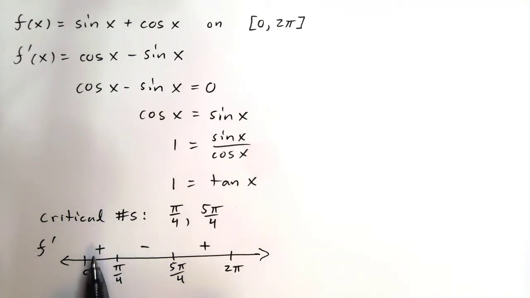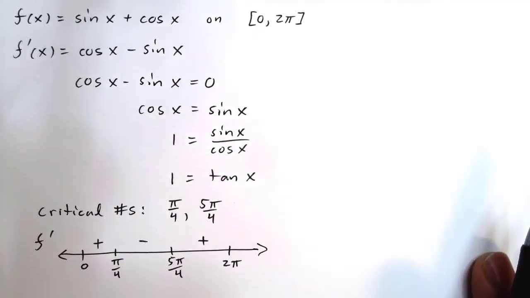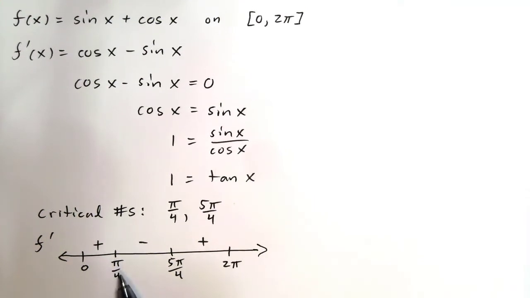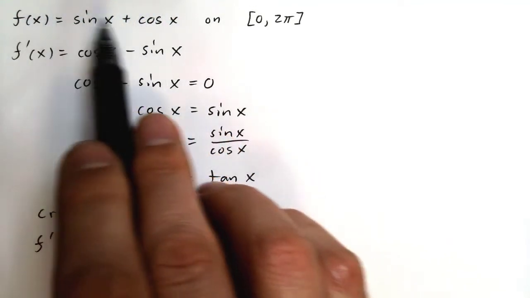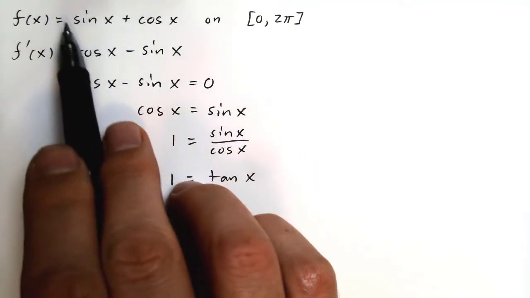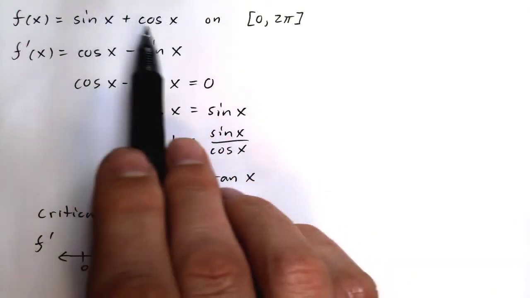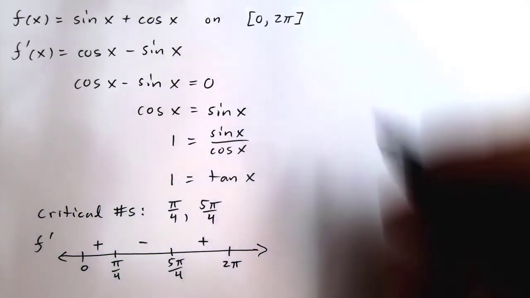And so that's what we're seeing. We see that the derivative changes from positive to negative at pi over 4. So positive to negative means it has a local maximum there. So we have a local maximum here. And what is the value? Well, to find the value of that maximum, we will plug pi over 4 into the original function. Okay? Well, sine of pi over 4 is root 2 over 2. Cosine of pi over 4 is root 2 over 2. And you add them together, you get root 2. So f has a local maximum value of root 2 at pi over 4.